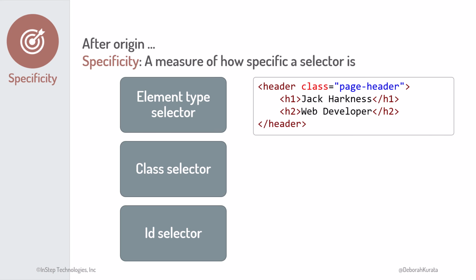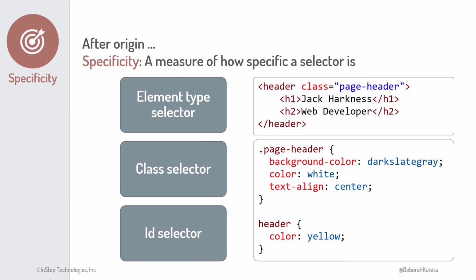Here is a header element that has a class attribute. And here are the styles, a class selector, and a header element type selector. With the conflicting color properties, the class selector color wins because it's more specific. The MDN documentation defines the algorithm used to determine specificity. If you're interested, check out the lesson links below this video.